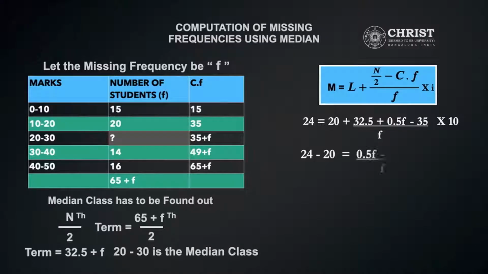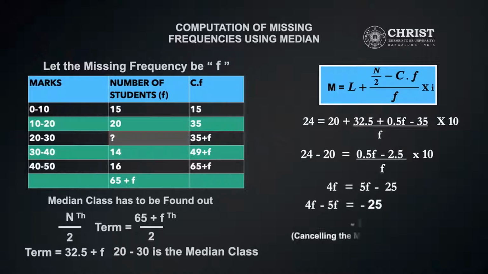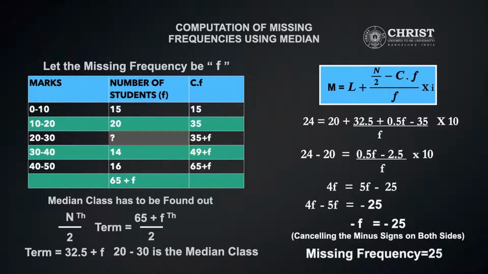Now 24 minus 20 is equal to 0.5F minus 2.5 divided by F into 10. So now we get 4F is equal to 5F minus 25. So minus F is equal to minus 25. You can cancel the minus signs on both sides. So F is equal to 25. So the missing frequency value is 25. This is the computation and the procedure we will follow if we have to find one missing frequency. Now the next problem is to find two missing frequencies.